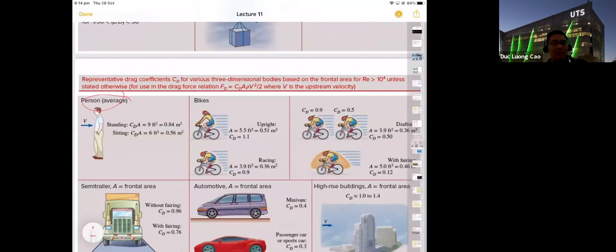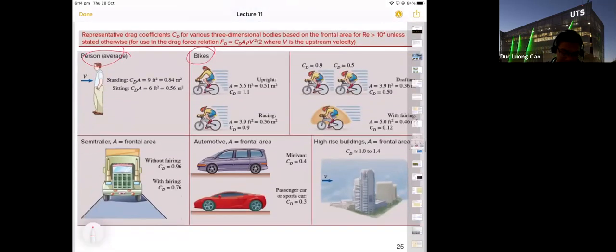So for a taller person, the CD times A will be higher. Okay, bike and car and building. Actually, CD will depend on the type of car. For example, for the truck or the semi-trailer, this one is very high, approximately 1. But for minivans or cars, it's only around 0.3. You can find so much information about the CD of cars on the internet.